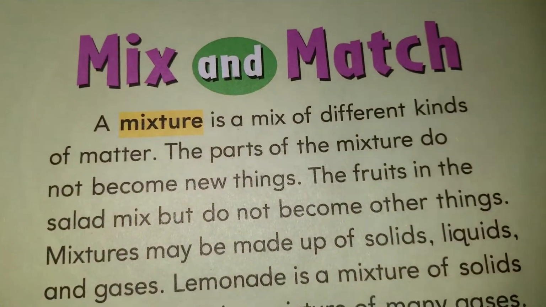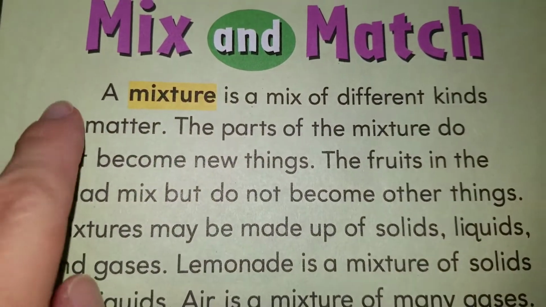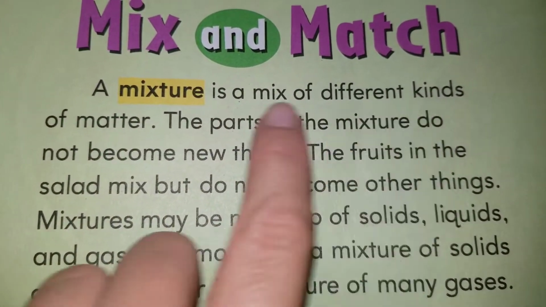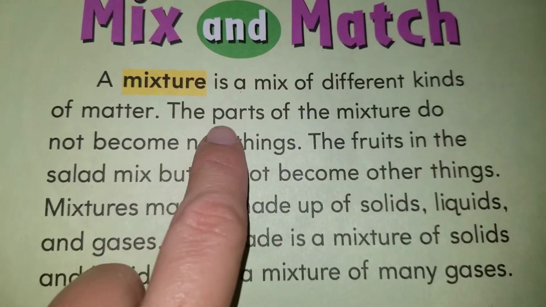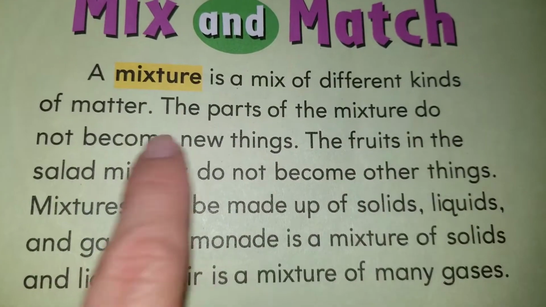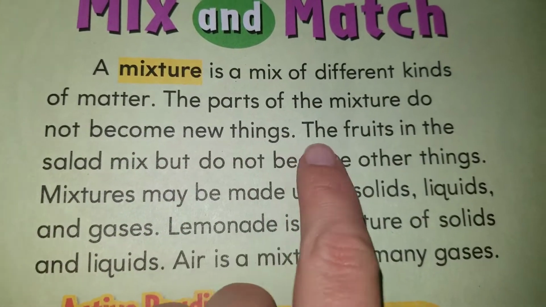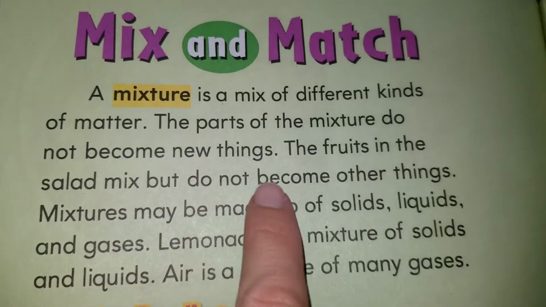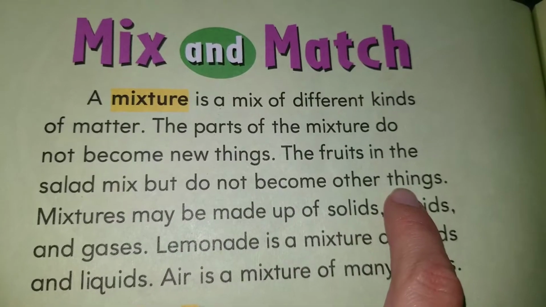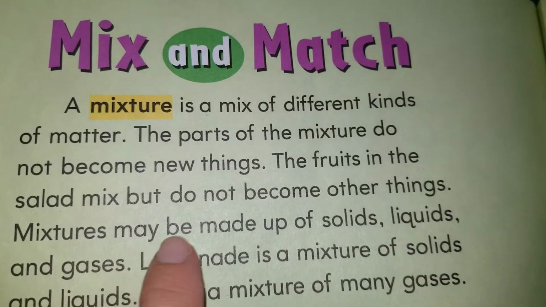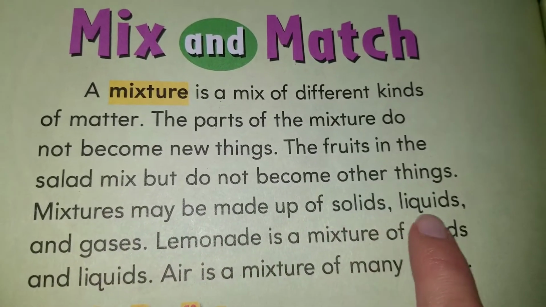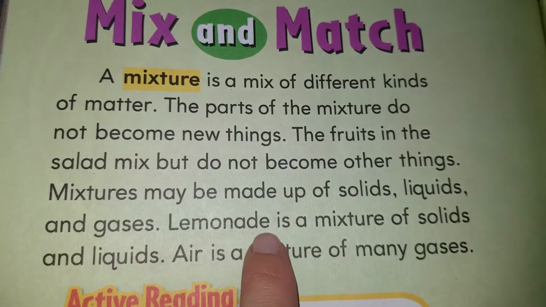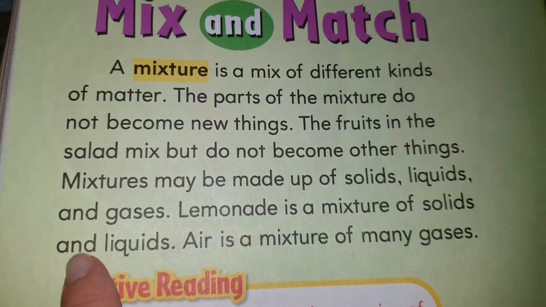Over here it says mix and match. It says a mixture is a mix of different kinds of matter. The parts of the mixture do not become new things. The fruits in the salad mix, but do not become other things. Mixtures may be made up of solids, liquids, and gases. Lemonade is a mixture of solids and liquids.